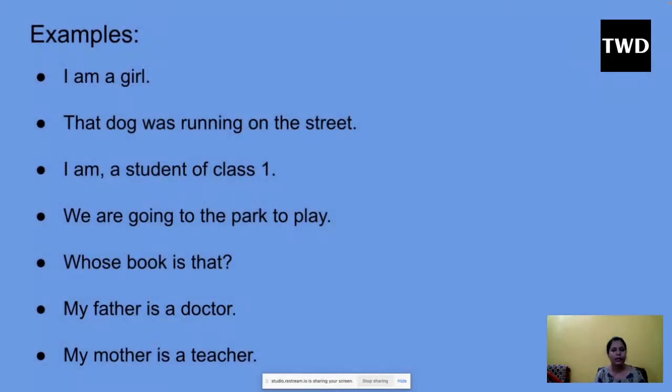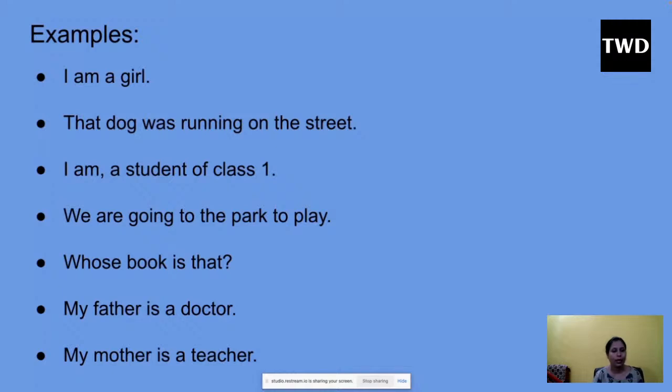Okay. So again, here I have got some sentences. Here we have got some common nouns. I am a girl. So which is the common noun here? It is girl. That dog was running on the street. What are the common nouns here? Who can answer me in the chat? That dog was running on the street. Which is the common noun here, people? Well, you are taking lots of time to answer. Let me answer for you. It is dog plus street. We have got two common nouns here, dog plus street.